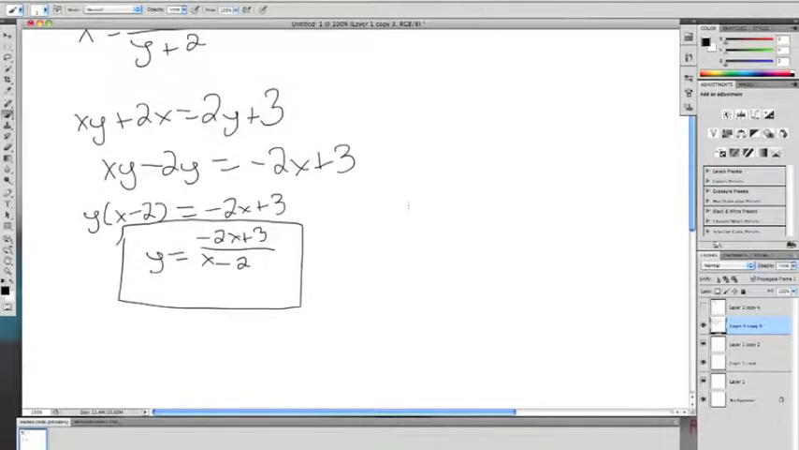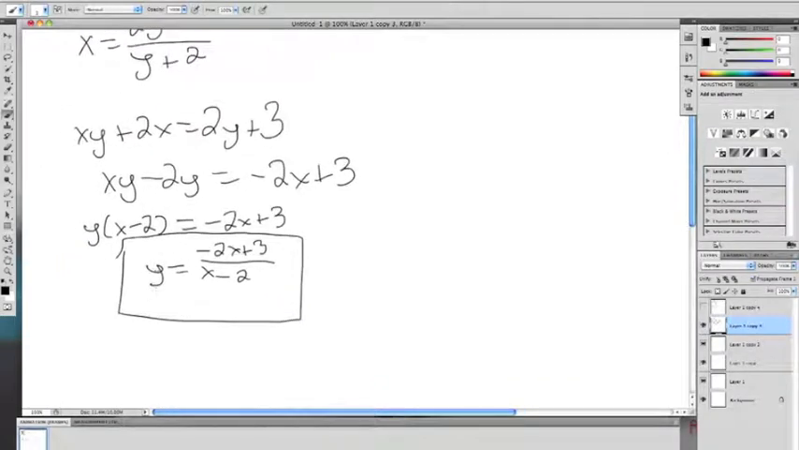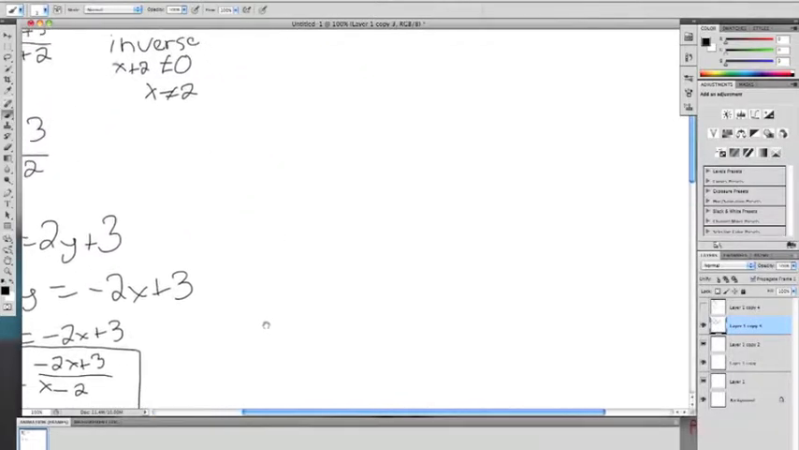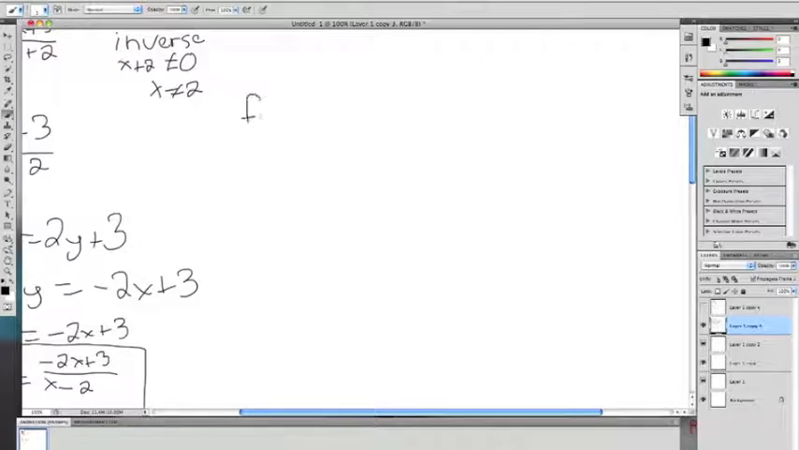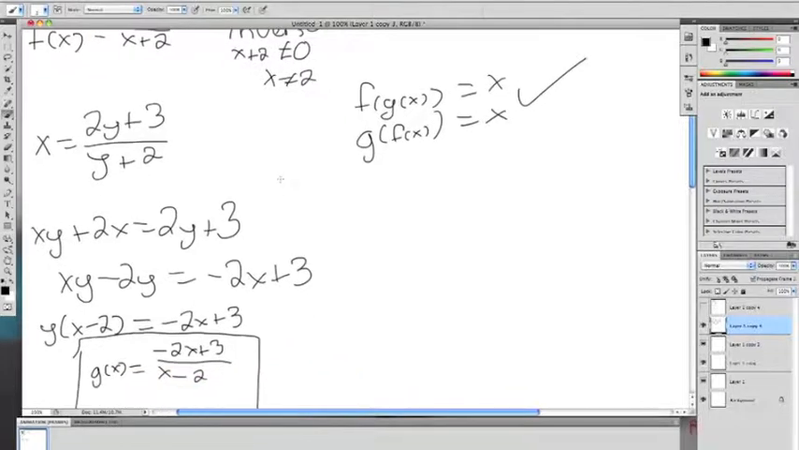Now usually you're going to have to check that, and the way you would check it is, let's label this g of x to make this a little easier. Let's say this is g of x. So the way you would check is you would do f of g of x and g of f of x, and both of these would have to equal x. If they both equal x, then that means this is actually the inverse of this. Basically, g of x will be the inverse of f of x. So yeah.